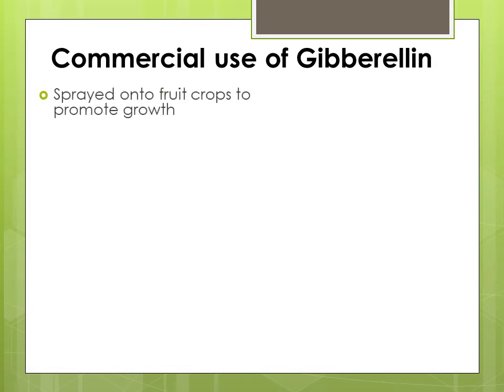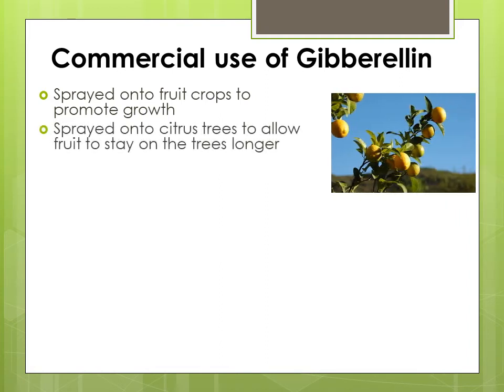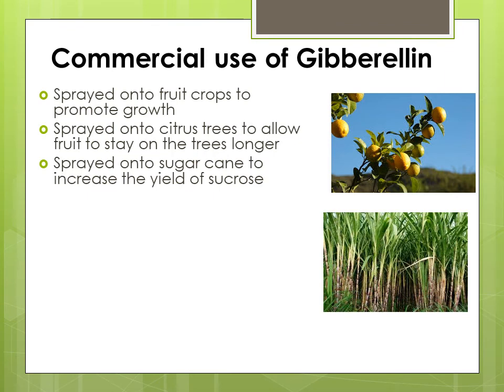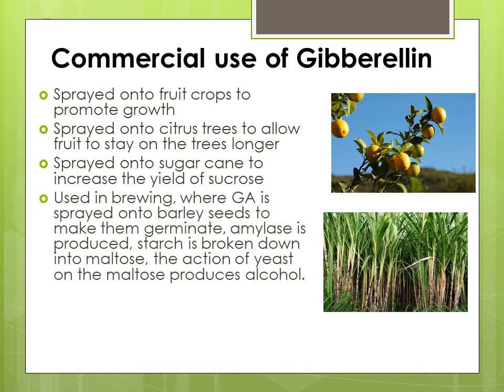So gibberellins can be sprayed onto crops, and that will increase their growth. For example, if we spray it onto a citrus tree, it encourages the oranges to stay on the tree for longer, and therefore they become bigger. It can also increase the yield of things like sugarcane. So growers will spray this on, and you get a bigger crop from your plant.